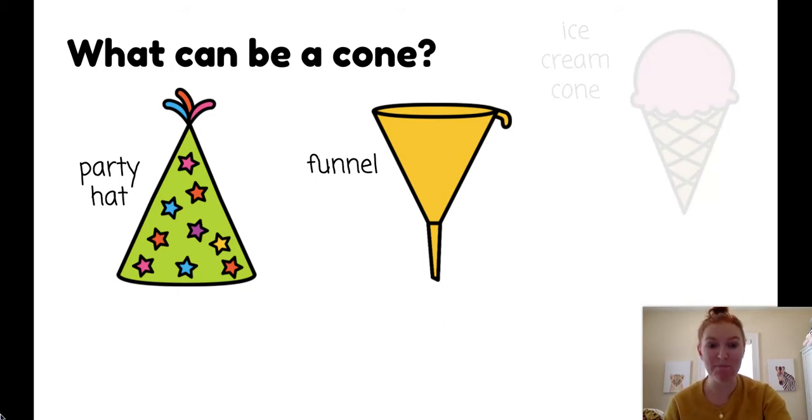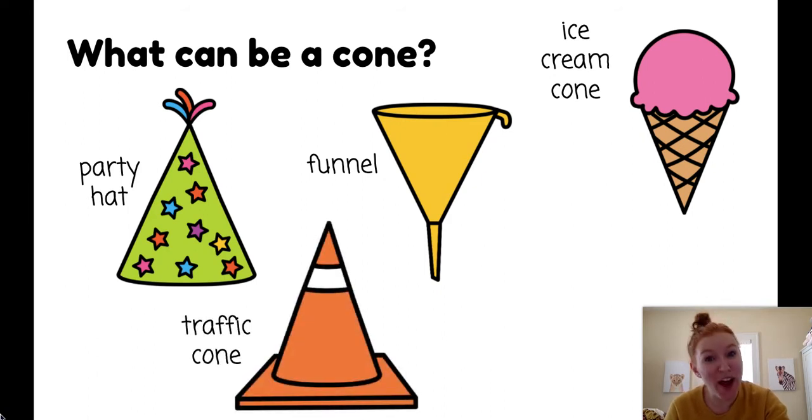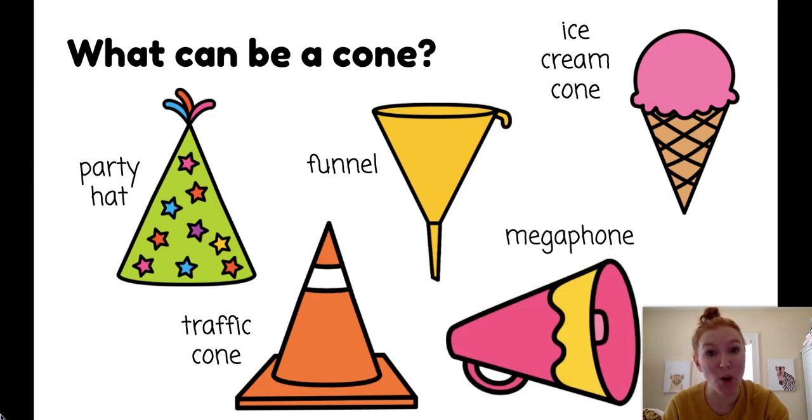That's a cone. An ice cream cone can be a cone. It's got a big circle where the ice cream goes, and it comes down to a point, right? That's a cone. A traffic cone can be a cone, just the pointy part, right? So the circle goes on the base and then it goes up to a point. That's a cone.